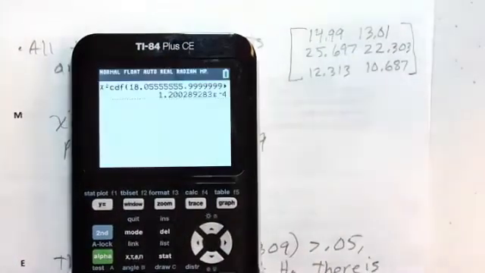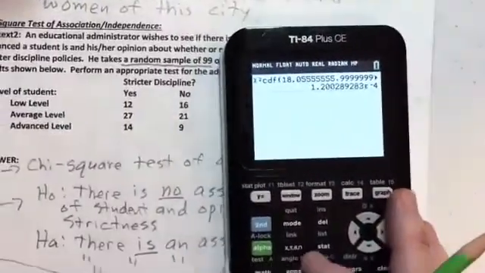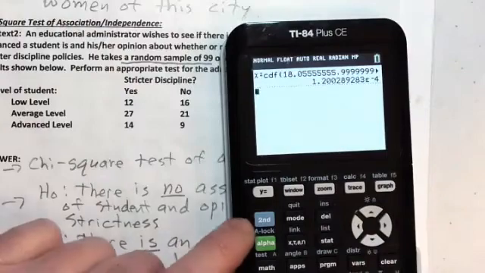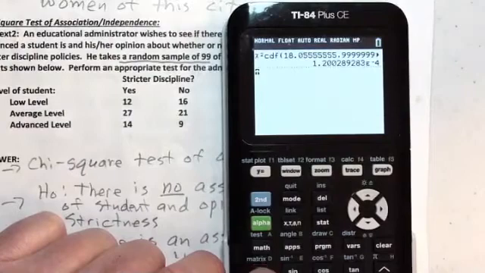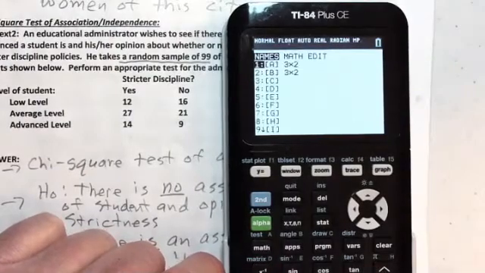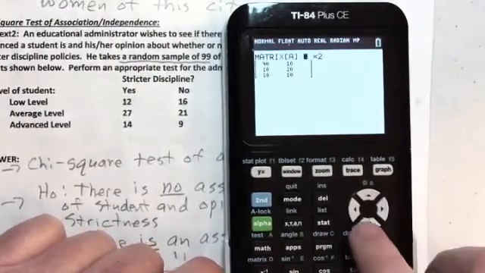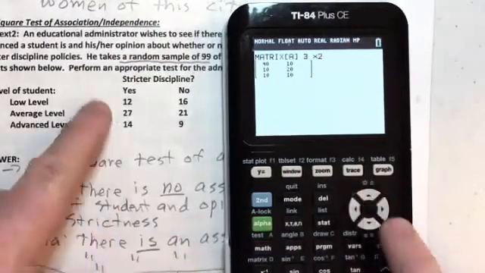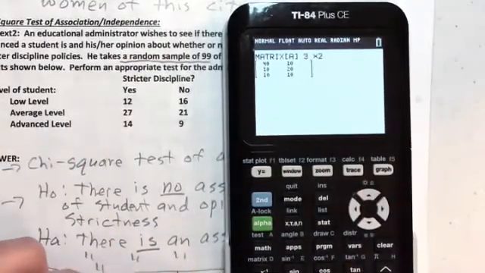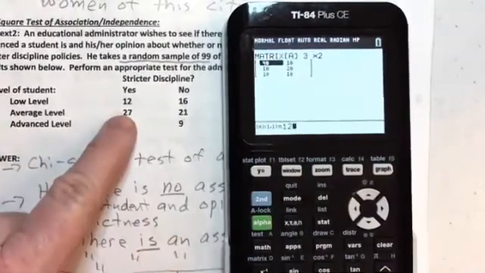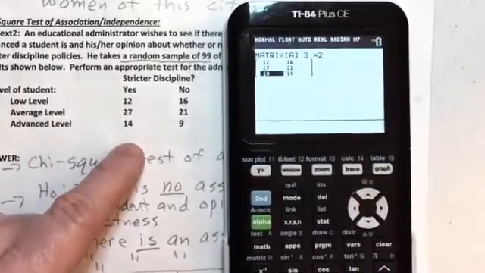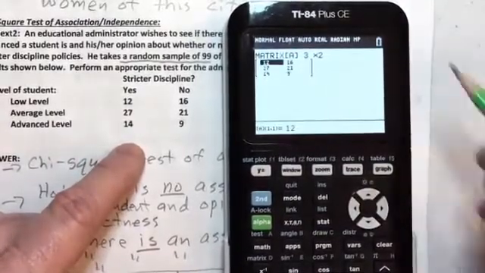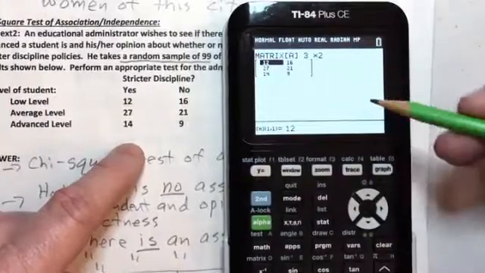All right, so what we'll do is enter these values in a matrix. We go second x to the -1, right below the math button where it says matrix, see that? And we go edit matrix A and enter these numbers. It's 3 by 2, just like that last one, 3 rows, 2 columns. And so we enter these numbers, 12 and 16 and 27 and 21 and 14 and 9, right like that. I believe I got that right.